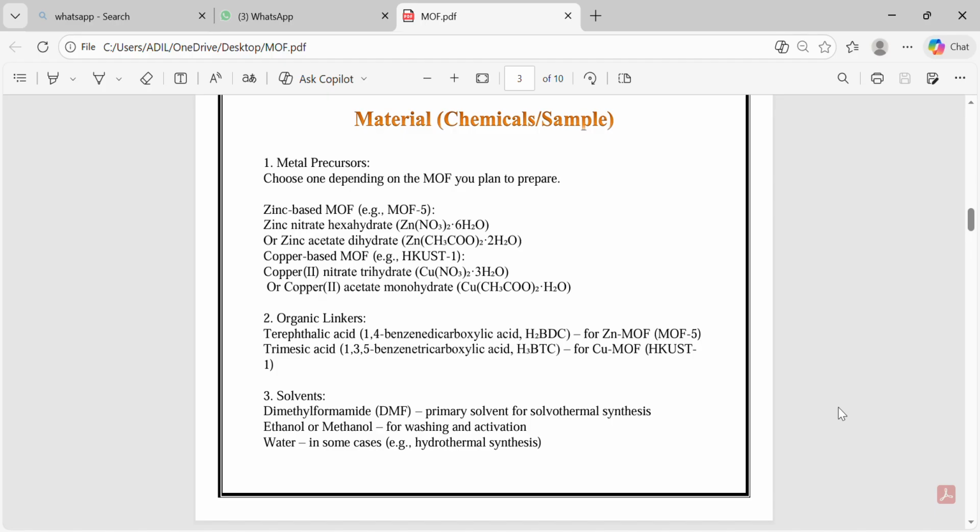Third point is the solvents. Liquids used in the synthesis process are called solvents, which are dimethylformamide, which is used for heating synthesis. Ethanol and methanol are used for washing and activating the MOF. Water can be used in some synthesis; this method is also called the hydrothermal method.